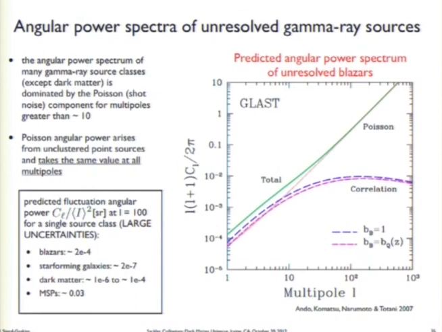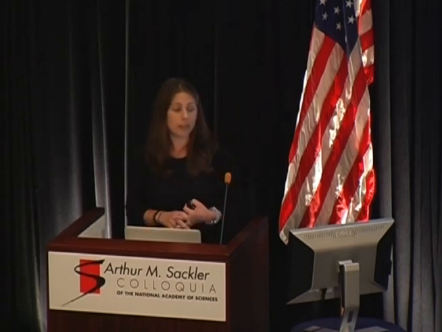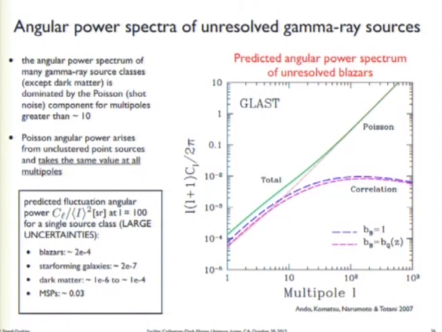Okay, the angular power spectra of unresolved gamma ray sources, not dark matter. So it turns out that gamma rays are really boring for anisotropies because the angular power spectrum of pretty much every gamma ray source class, except for dark matter, is dominated by the Poisson or shot noise component above multipoles of about 10. That means it takes the same angular power at all multipoles. We have predictions from the literature for a number of plausible gamma ray source classes. These are some rough numbers to give you a sense of the range we're looking at.